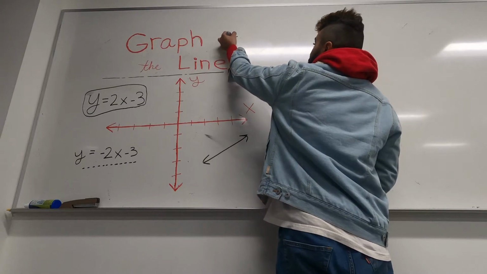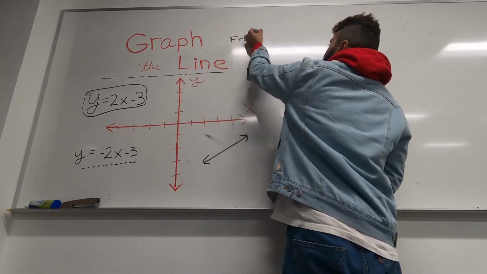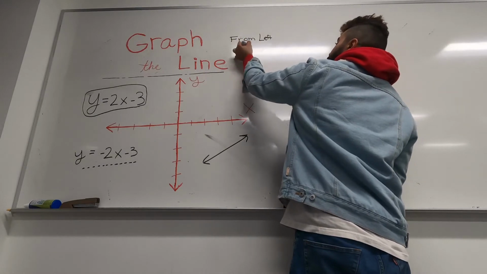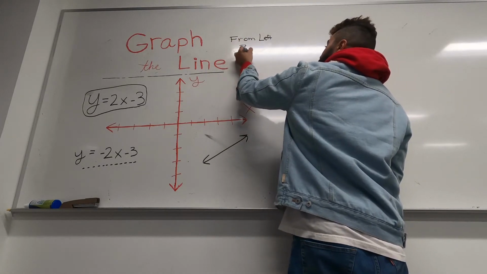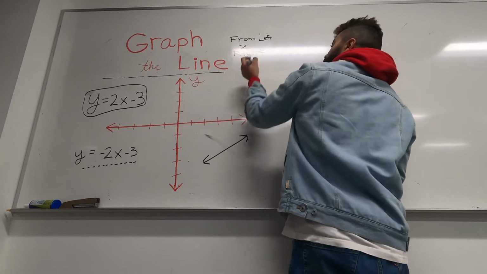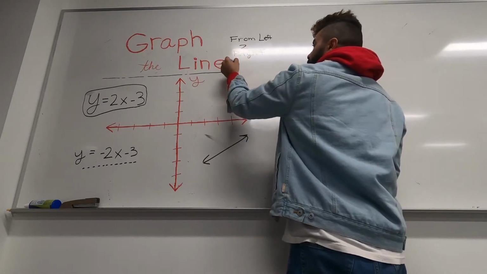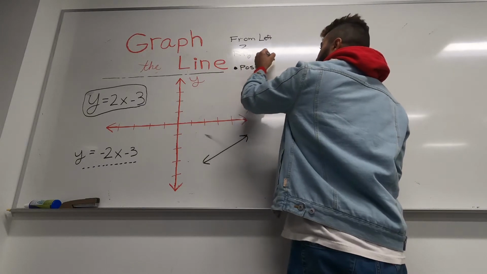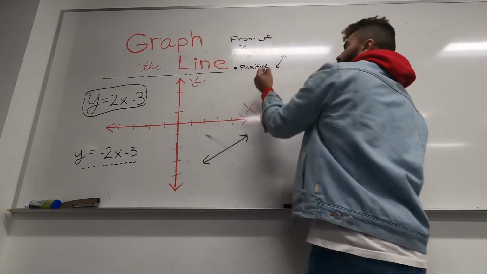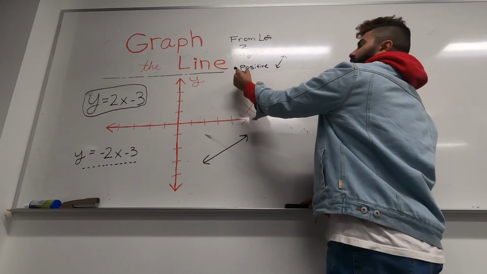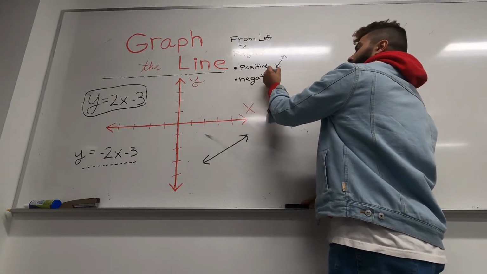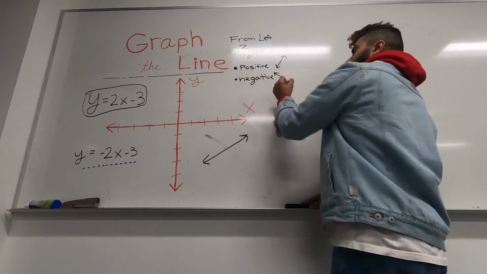So from left to right, positive looks like this. Negative looks like this. Okay?